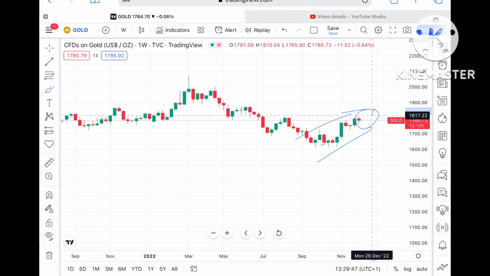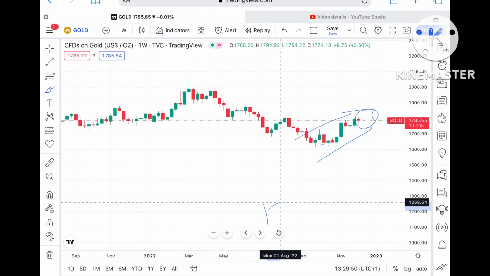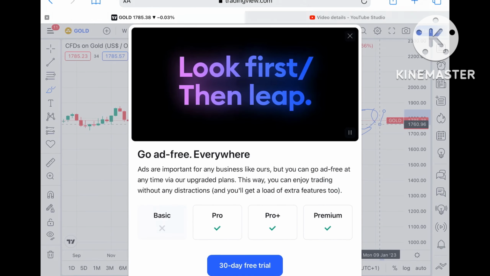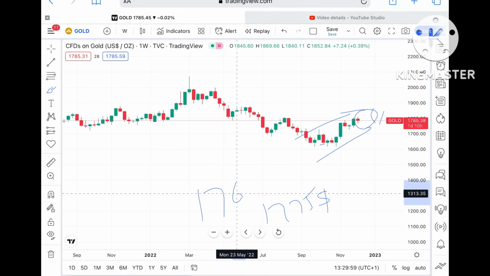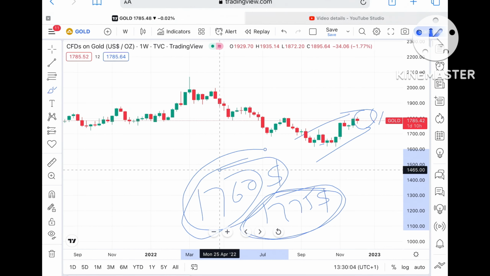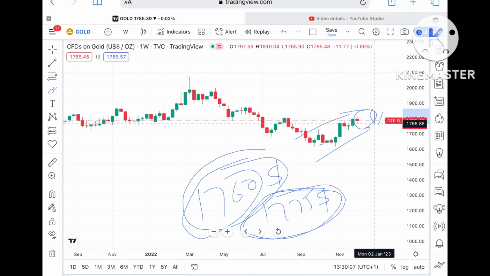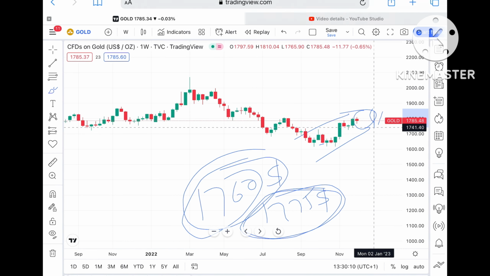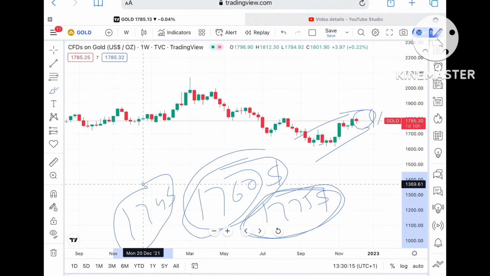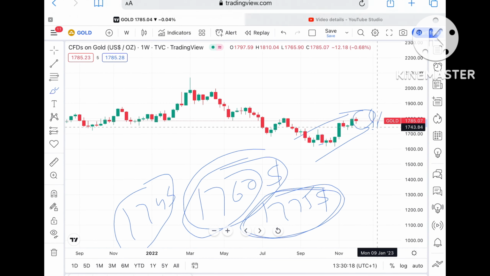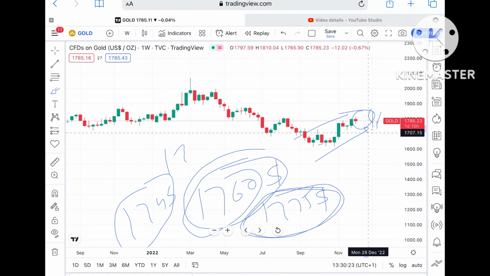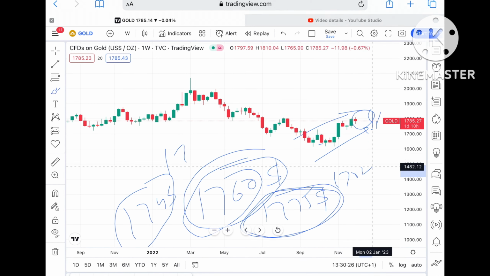Suppose the price doesn't sustain this level, we can see it can go towards a level of around $1775. If the price moves below that level, then we can see it can touch a level of $1760. If the price falls below that particular level, we can see it can go towards a level of around $1743. If it falls below 1760 to a level of 1743, then it can touch a level of around $1734, and from there it can go towards a level of 1702. Keep this in mind.